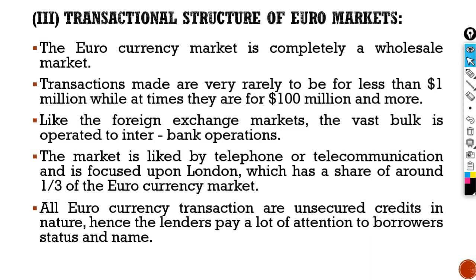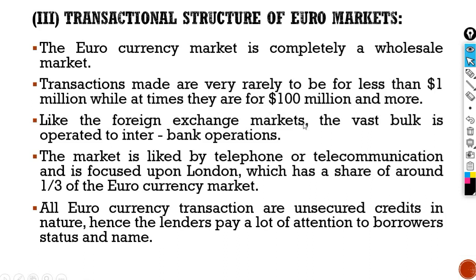The third component of the euro currency market is the transactional structure of the euro market. Now, the euro currency market is completely a wholesale market. This we have already read before. Transactions made are very rarely for less than $1 million, while at times they are for $100 million and more. So it is a wholesale market and huge amounts are negotiated in the euro market.